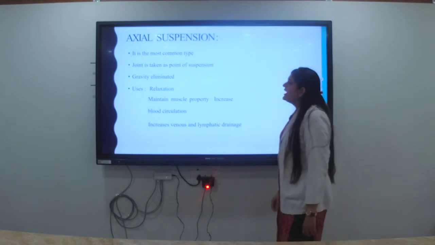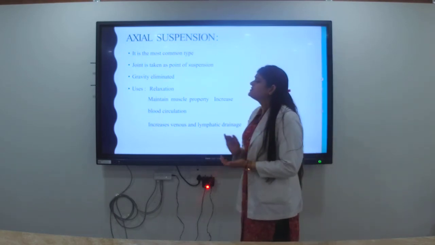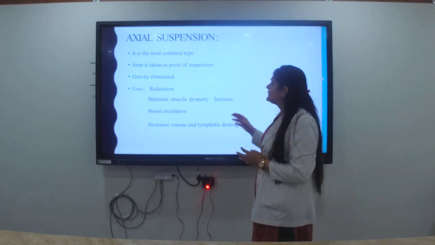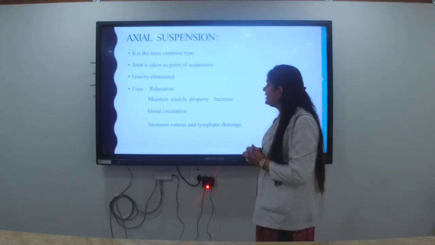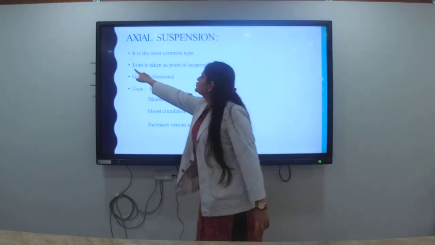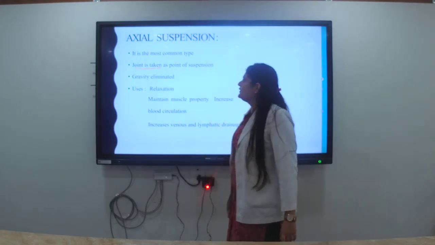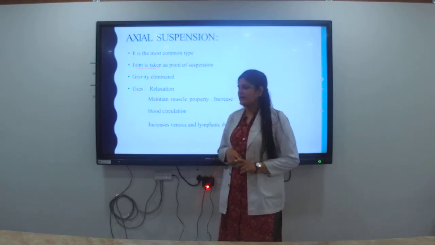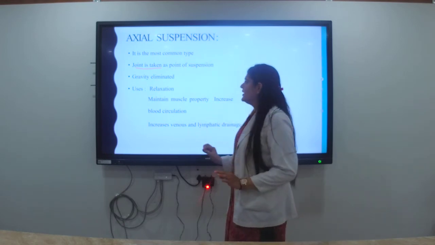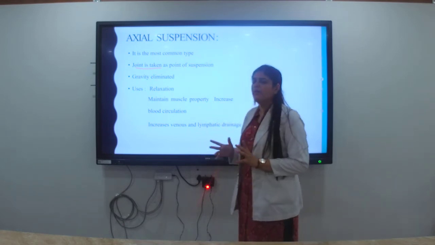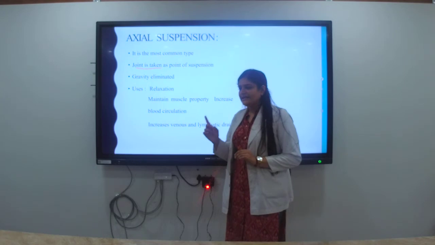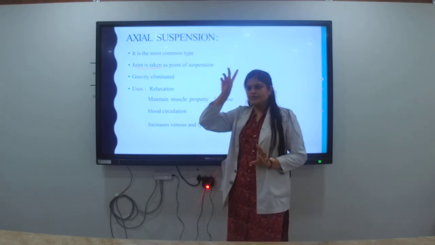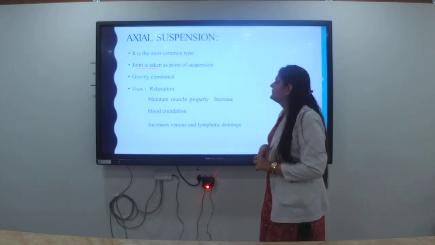Now we talk about axial suspension. This is the most common type, most frequently used and extremely useful type of suspension. Here, mind you, the joint is taken as the point of suspension, not the center of gravity of the limb or the part which is moving. Exactly the joint. The joint in which you want to bring about the movement, exactly there your S hook, your rope is going to be tied, and the S hook is going to be right above the joint.